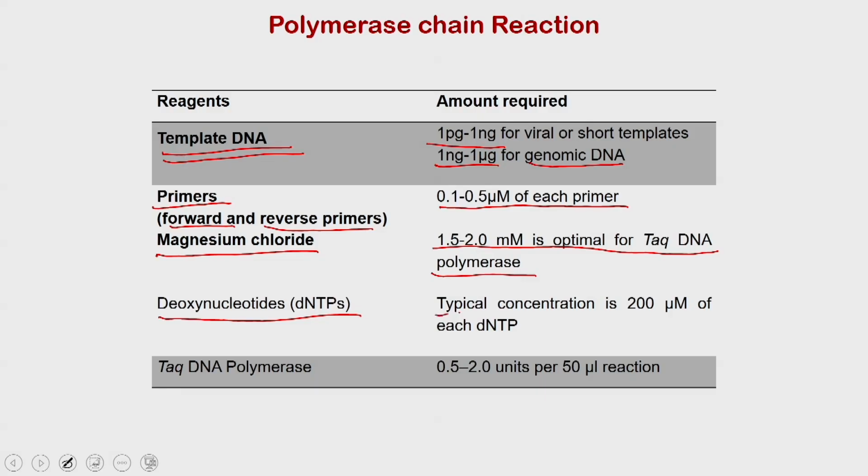All these 4 dNTPs you have to provide in the concentration of 200 micromolar, and at the end you also have to provide the Taq DNA polymerase. Normally we use 0.5 to 2 units for every 50 microliter reaction.